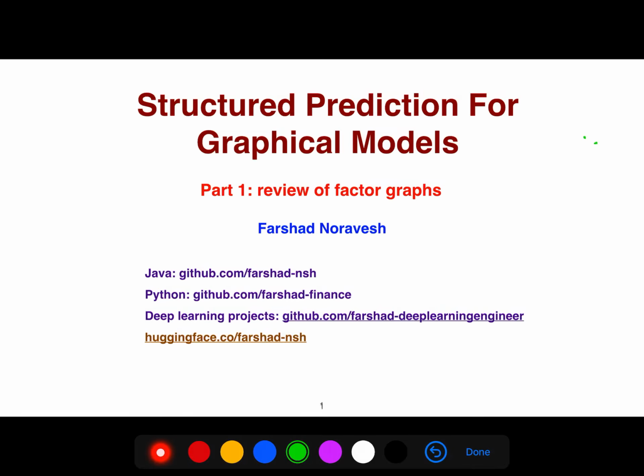All right, so I will be explaining structure prediction for graphical models, which is really important. Structure prediction is always inference, like the inference of sum-product networks, which are a generalization of what we do for simple models, for example conditional random fields or hidden Markov models. It's a generalization of that, and it requires you to have a structure.